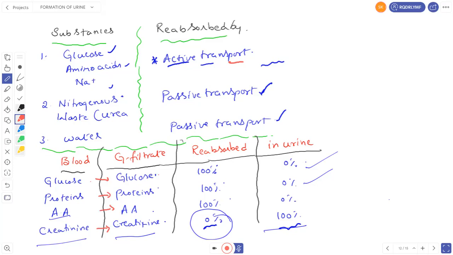So this glomerular filtrate is reabsorbed. Glucose that is present in the glomerular filtrate is reabsorbed 100%. Proteins are reabsorbed 100%. Amino acids are reabsorbed 100%. From glomerular filtrate, creatine is not at all reabsorbed. So this creatine is 100% excreted through the urine. Then in urine, there is no glucose, no proteins, no amino acids also, right?